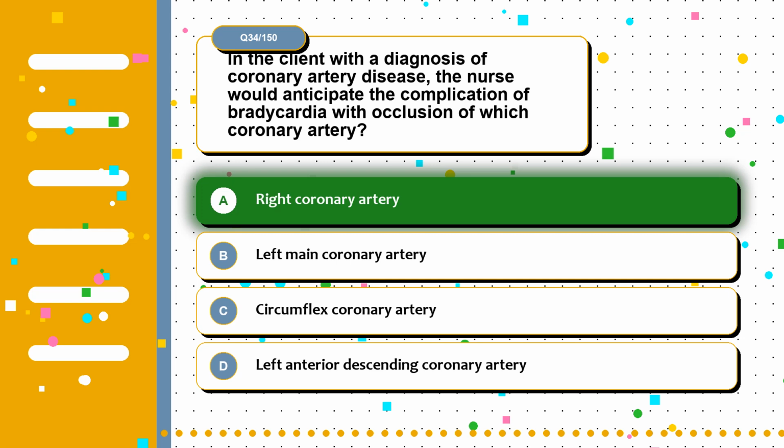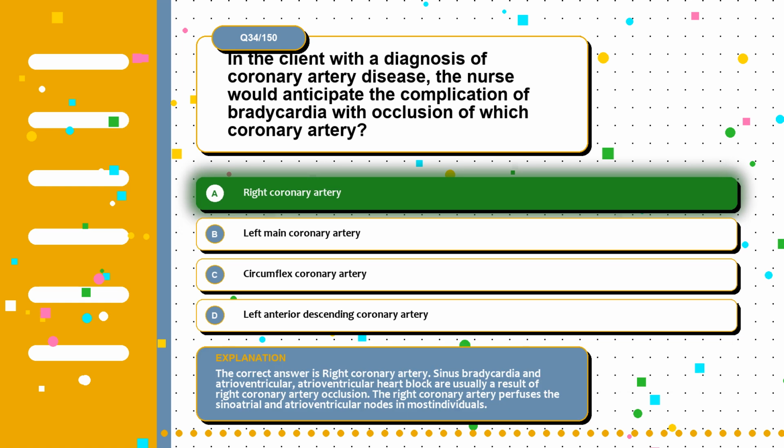The correct answer is option A. Right coronary artery. Sinus bradycardia and atrioventricular heart block are usually a result of right coronary artery occlusion. The right coronary artery perfuses the sinoatrial and atrioventricular nodes in most individuals.